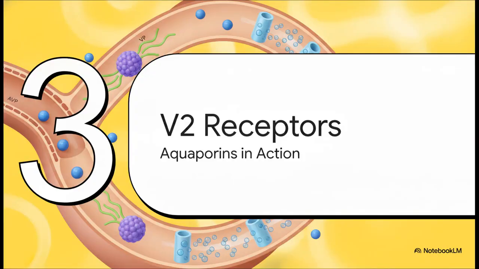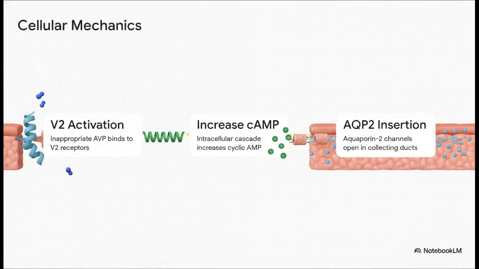Section 3. V2 receptors and aquaporins. Let's zoom in a little closer. To understand exactly how this hoarding happens, we have to look down at the microscopic level, right inside the kidney. This inappropriate AVP travels to the kidneys and binds to highly specific targets called V2 receptors. Activating those receptors triggers this whole intracellular cascade, stepping up cyclic AMP levels. That surge in cAMP acts as a definitive command, literally forcing water channels, known as aquaporin 2 or AQP2, to be inserted directly into the lining of the kidney's collecting ducts.